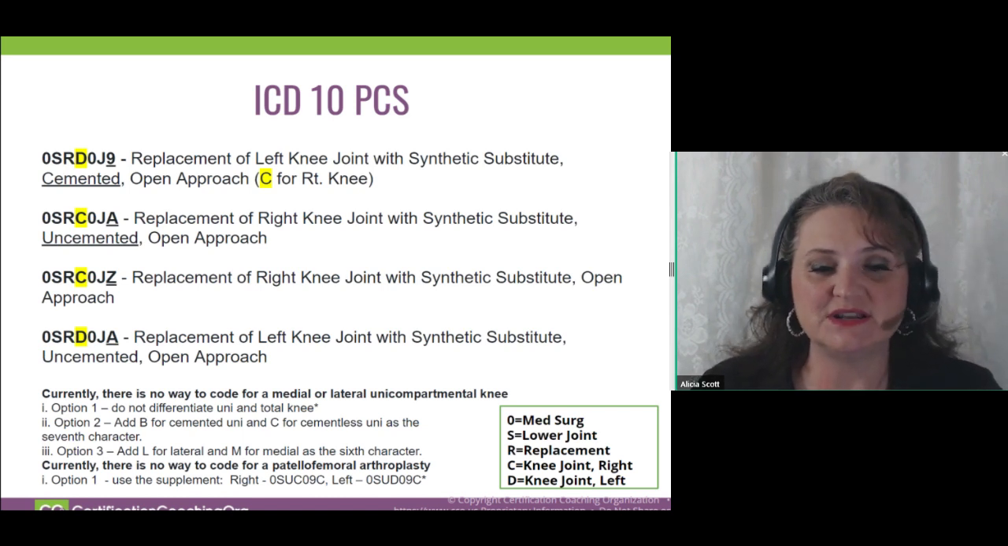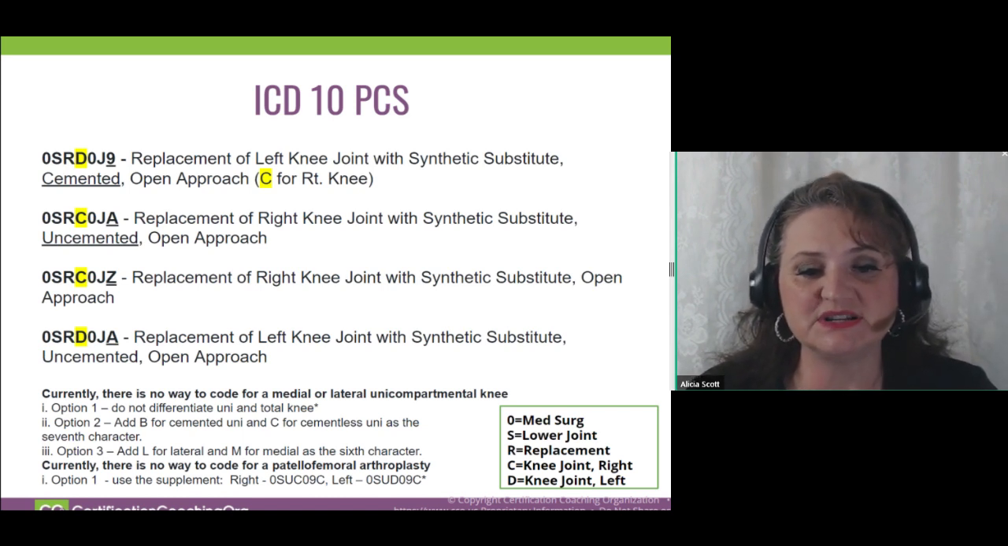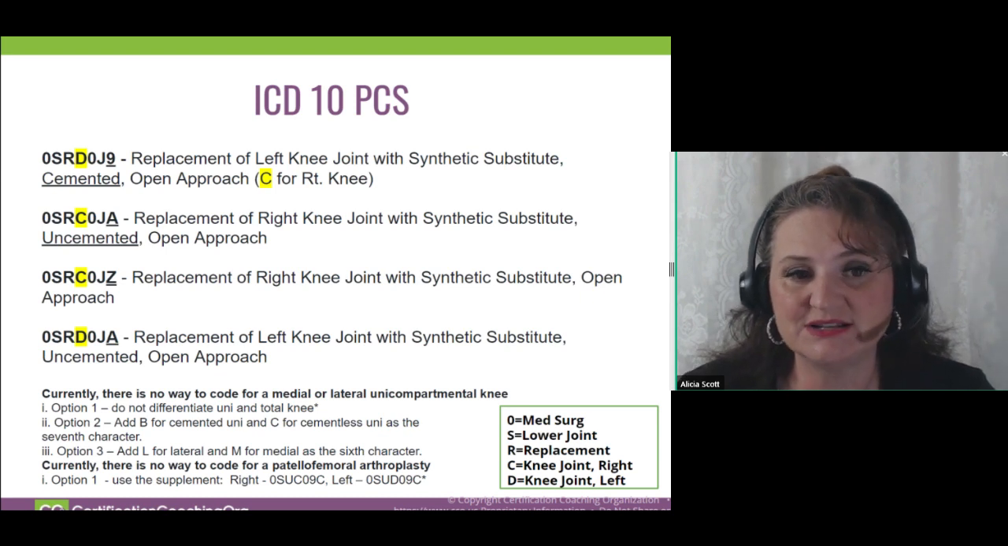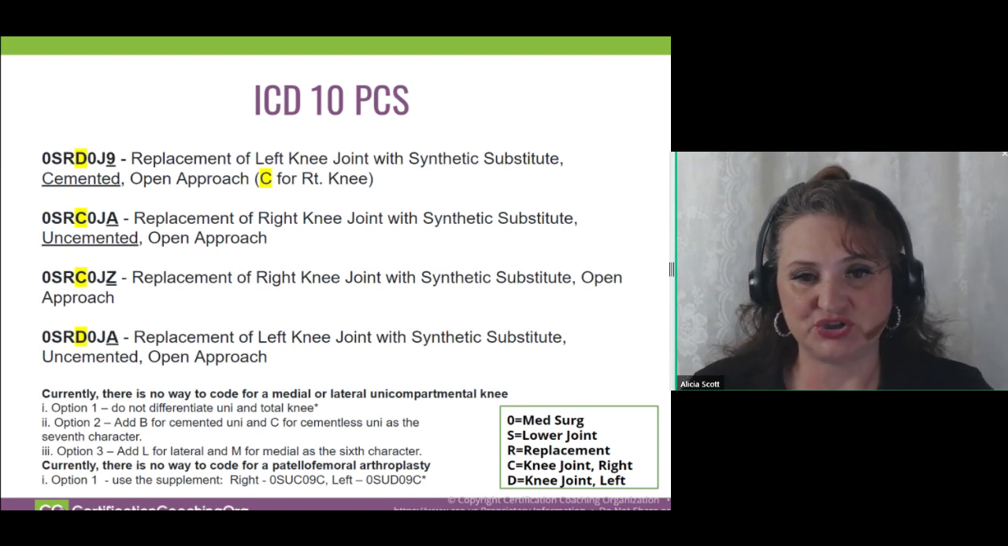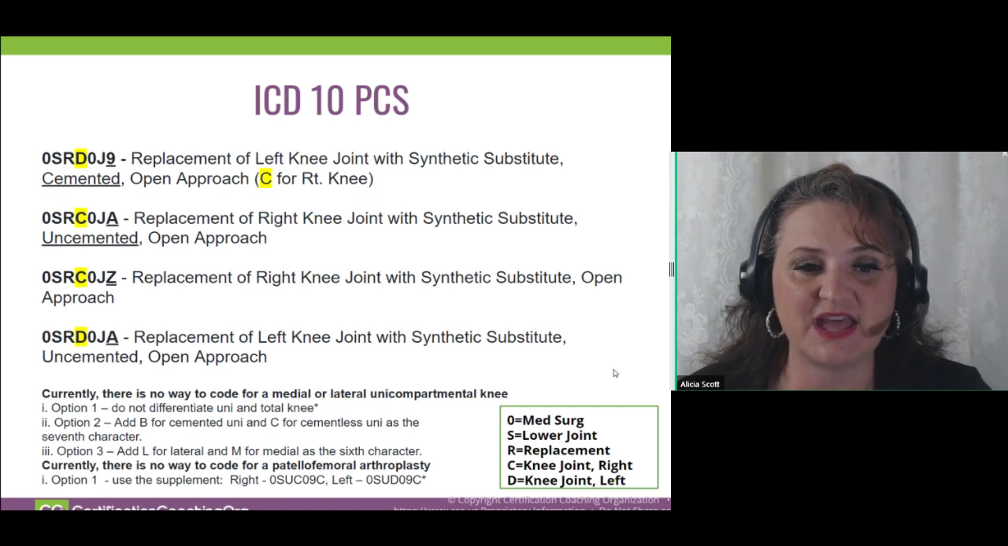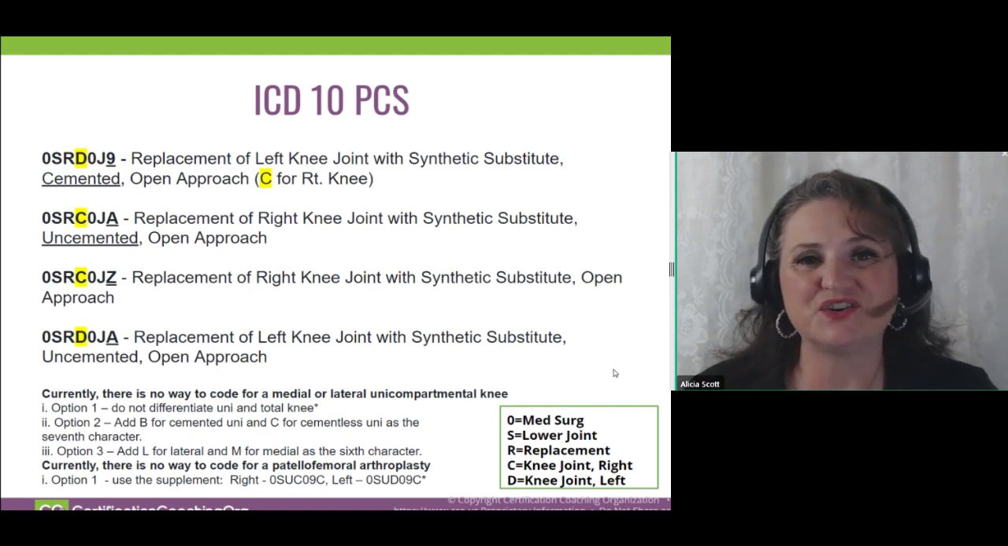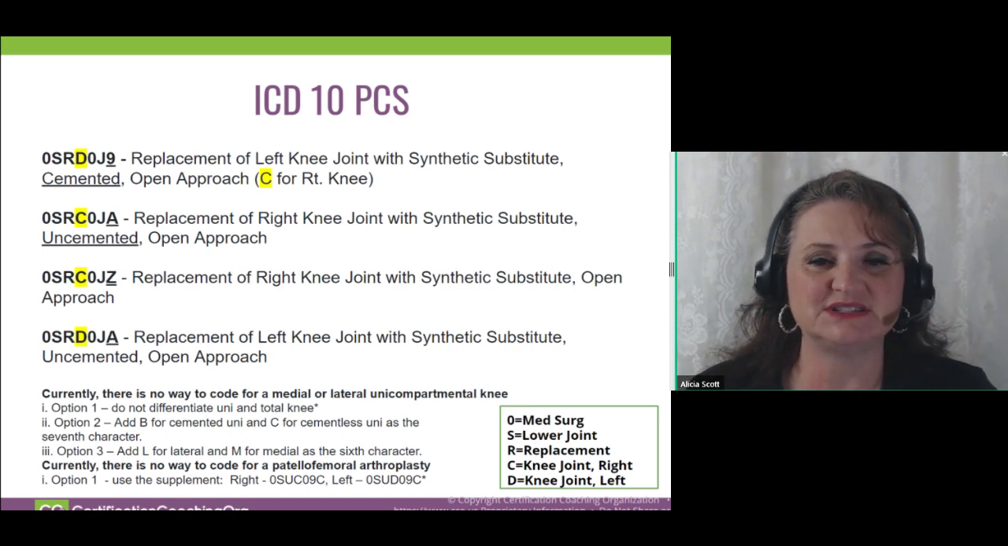Also, there is not a code for a patellofemoral arthroplasty, and then they give you the right and left code. That is an OSU code. OSU, not an OSR, but an OSU. So I thought you'd appreciate having that. Spend some time in your PCS manual and look those up. Once you get the first 3 characters, the rest is easy.